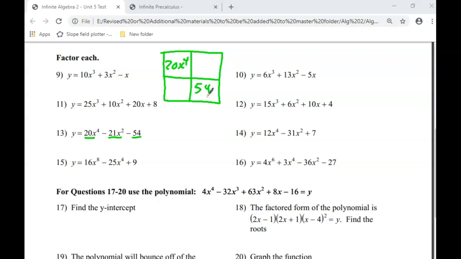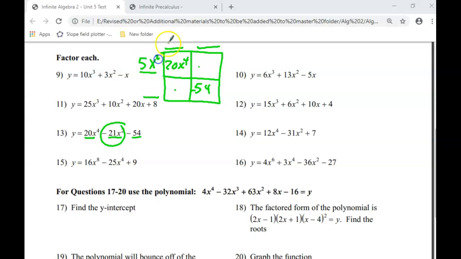Now this one's going to be a little bit of a pain because these are really big numbers, which means that there's a lot of guesses we'll have to make in order to get here, unless we just get really lucky and happen to pick the right ones right off the bat. But we've got to find numbers that multiply to make 20. We also have to find 2 numbers that multiply to make 54. And when we're all done, these 2 boxes should add up to make 21x squared.